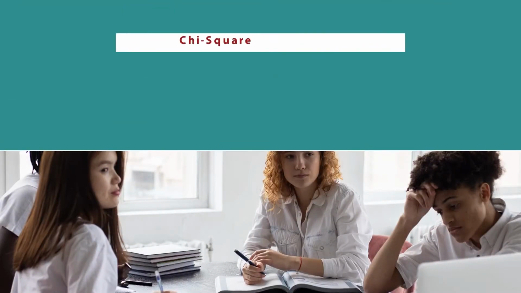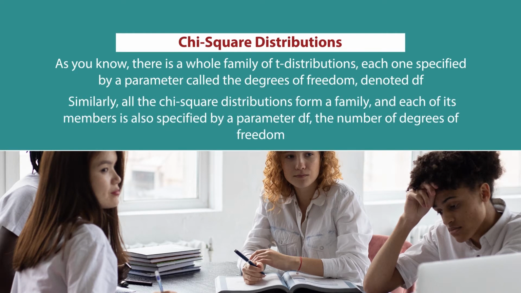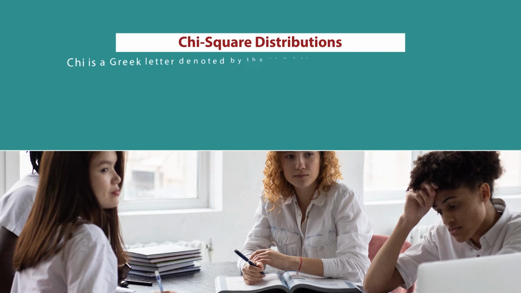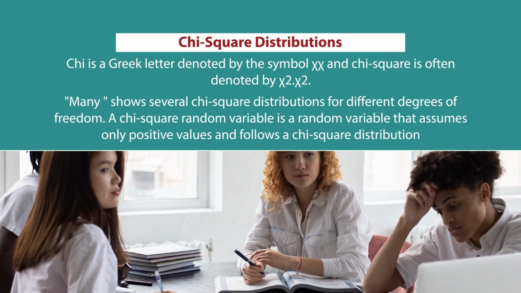Now, the chi-square distribution. As you know, there is a whole family of t distributions, each one specified by a parameter called the degrees of freedom, denoted df. Similarly, all the chi-square distributions form a family, and each member is also specified by the degrees of freedom. Chi is a Greek letter denoted by the symbol χ, and chi-square is often denoted by χ² or x squared. The figure shows several chi-square distributions for different degrees of freedom. A chi-square random variable is a random variable that assumes only positive values and follows a chi-square distribution.